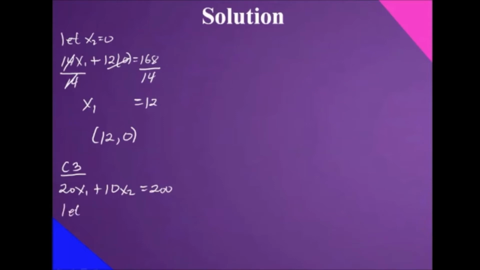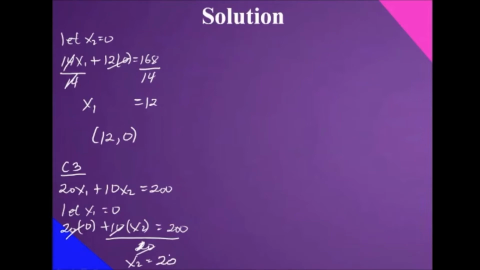So, first, let x sub 1 equals 0. So, let's have 20 multiplied to 0 plus 10 x sub 2 equals 200. Cancel natin ito. Divide natin ito to 10. Sorry, this is 10. So, cancel. Our x sub 2 will be 200 divided by 10, which is 20. Okay, so mayroon na tayong first point for our C3.